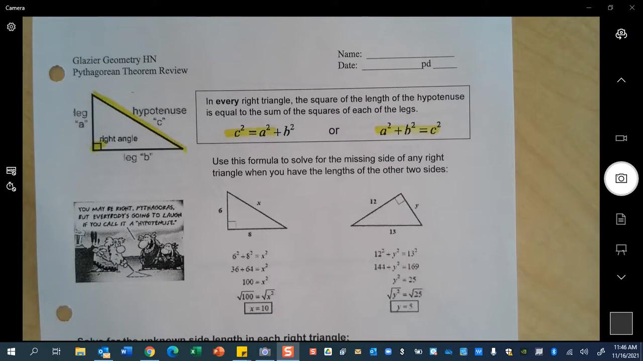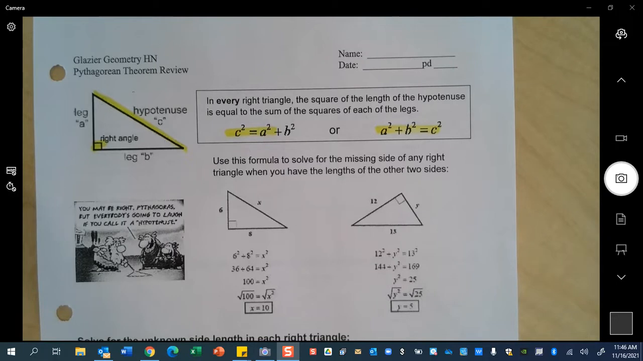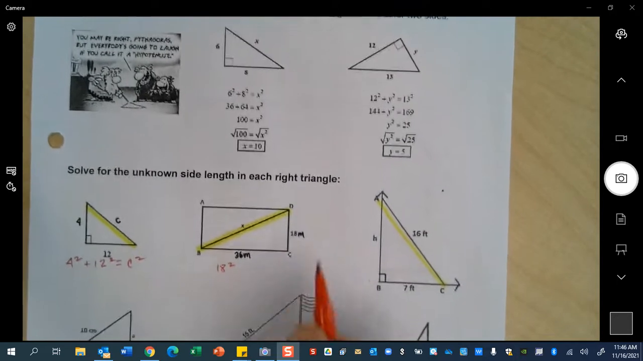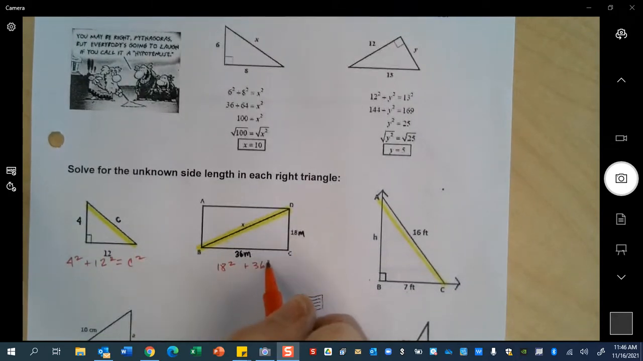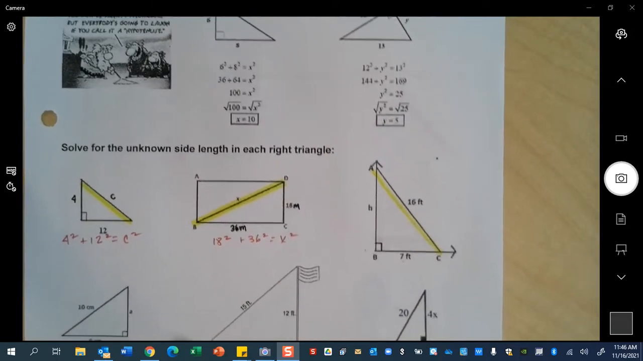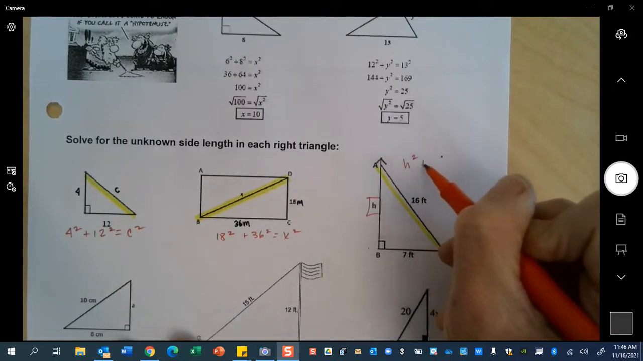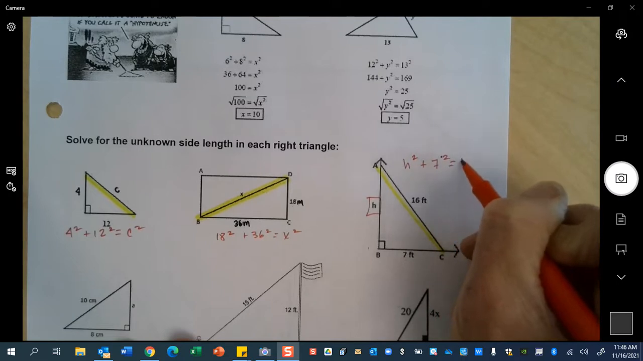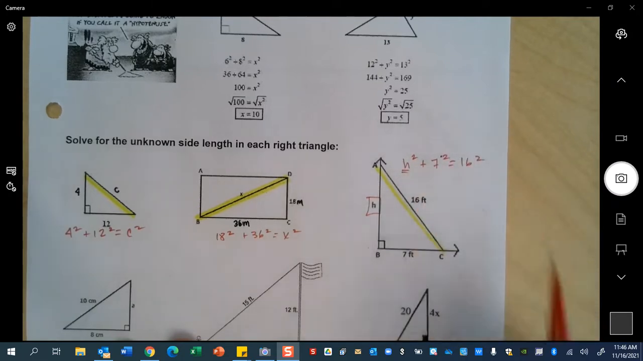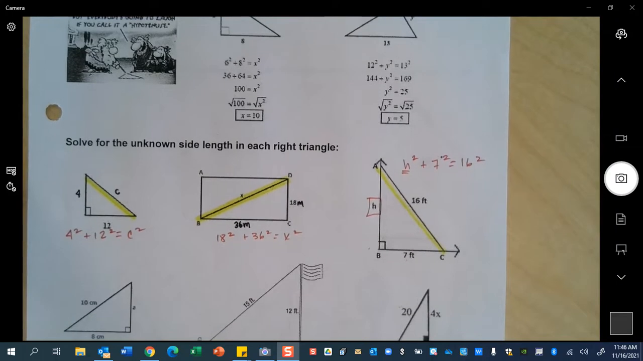So for this one, 4 squared plus 12 squared is equal to c squared. 18 squared plus 36 squared is equal to x squared. If your variable is not in the hypotenuse, make sure that you don't put it in the hypotenuse position, because then that'll help you solve for it. So after you finish your quiz, a quick review of the Pythagorean theorem. All right.